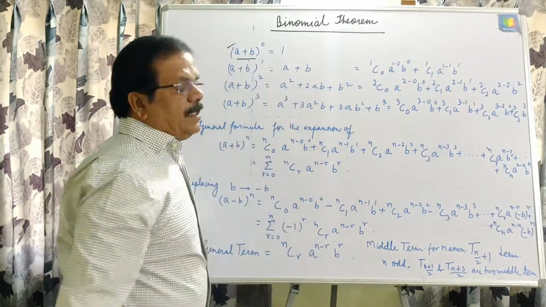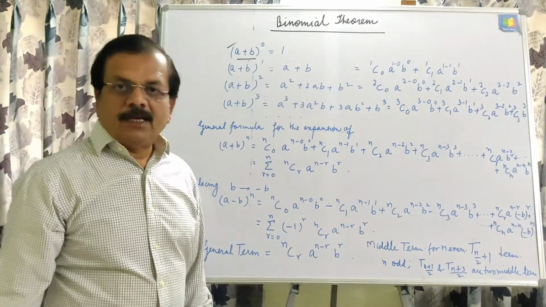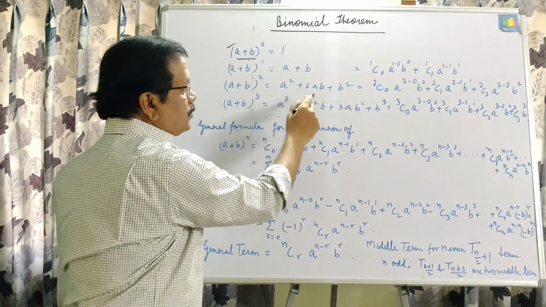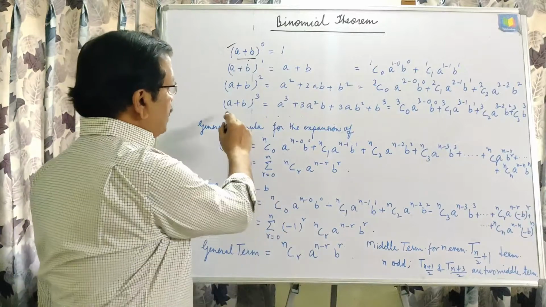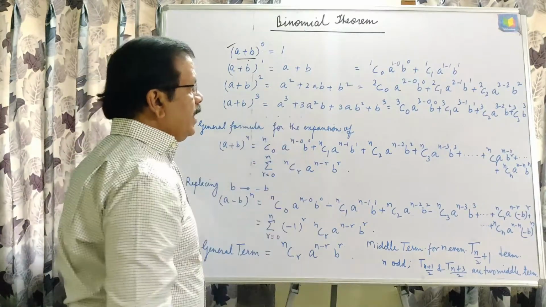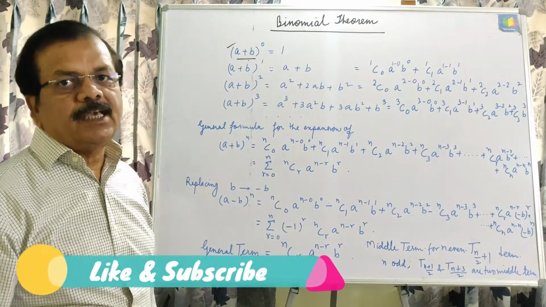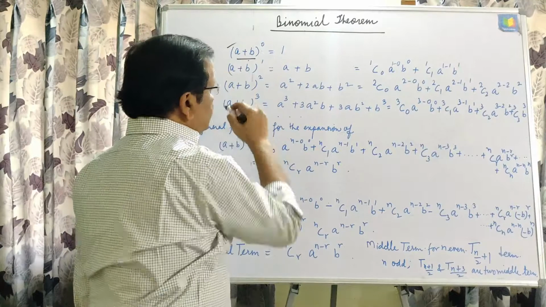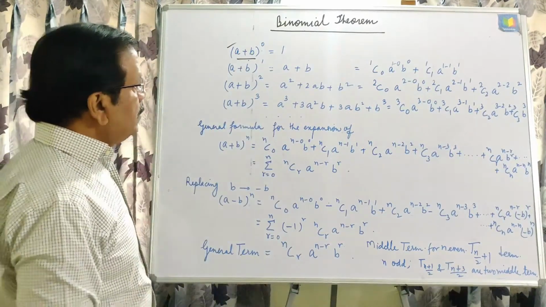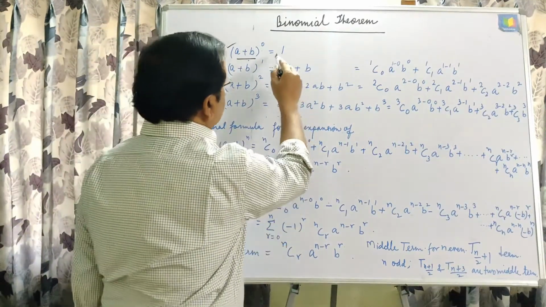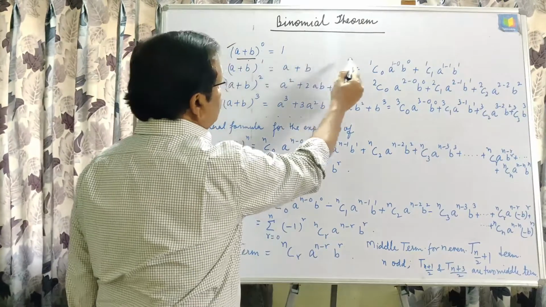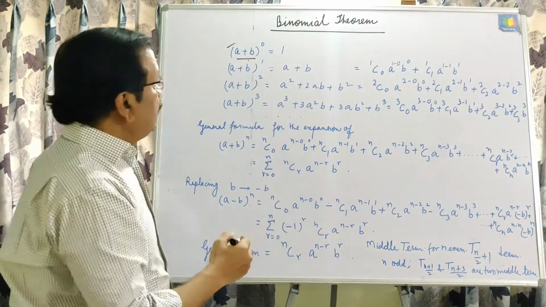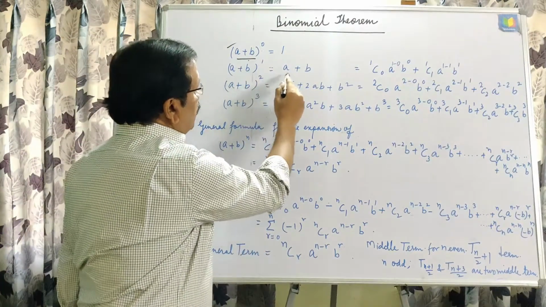Now, how are we expanding it? You already studied in lower classes that (a plus b) whole square is a square plus 2ab plus b square. (a plus b) whole cube is equal to a cube plus 3a square b plus 3ab square plus b cube. All these expansions can be written in the form of combinations. That is, (a plus b) to the power 0 is equal to 1. That is obvious, anything to the power 0 is equal to 1.